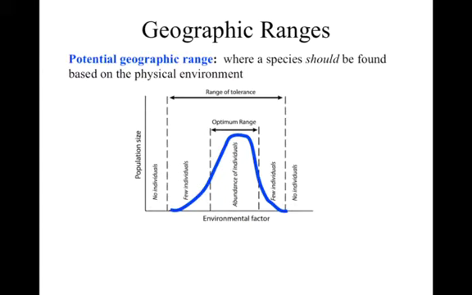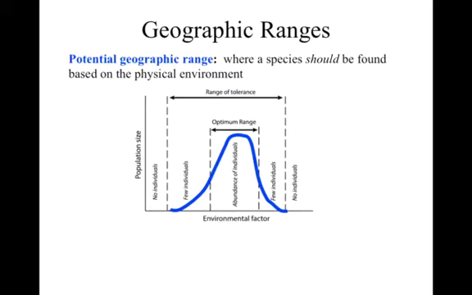But at the ends of that range, it's not doing really well. There's just a few individuals. There's not none, because that would be outside the range of tolerance. That would be outside the potential geographic range. But there's just a few, so they're not doing really great. And that means that anything, whether it's competition with another species or anything like that, might influence whether they're actually there. So organisms don't necessarily live all the way across their full potential geographic range.